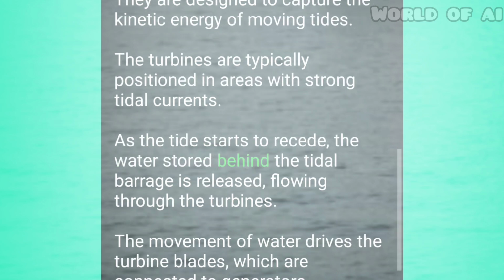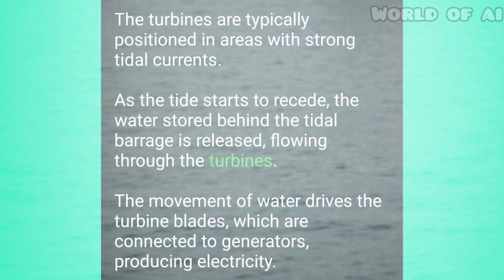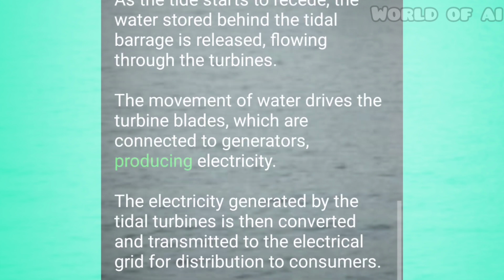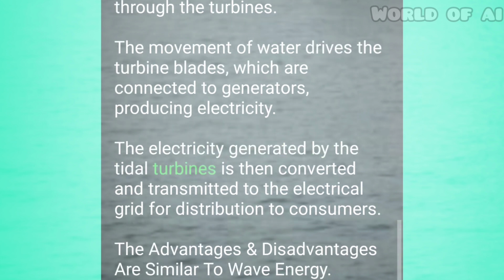As the tide starts to recede, the water stored behind the tidal barrage is released, flowing through the turbines. The movement of water drives the turbine blades, which are connected to generators, producing electricity. The electricity generated by the tidal turbines is then converted and transmitted to the electrical grid for distribution to consumers. The advantages and disadvantages are similar to wave energy.